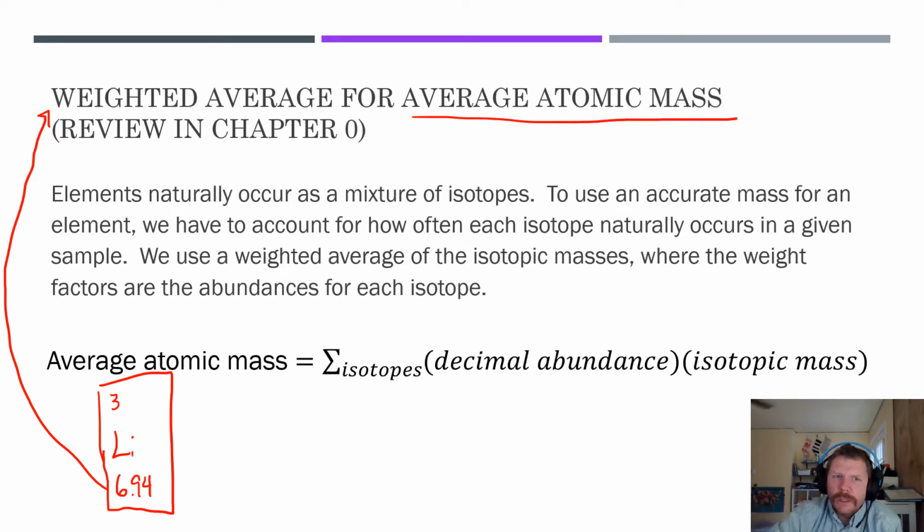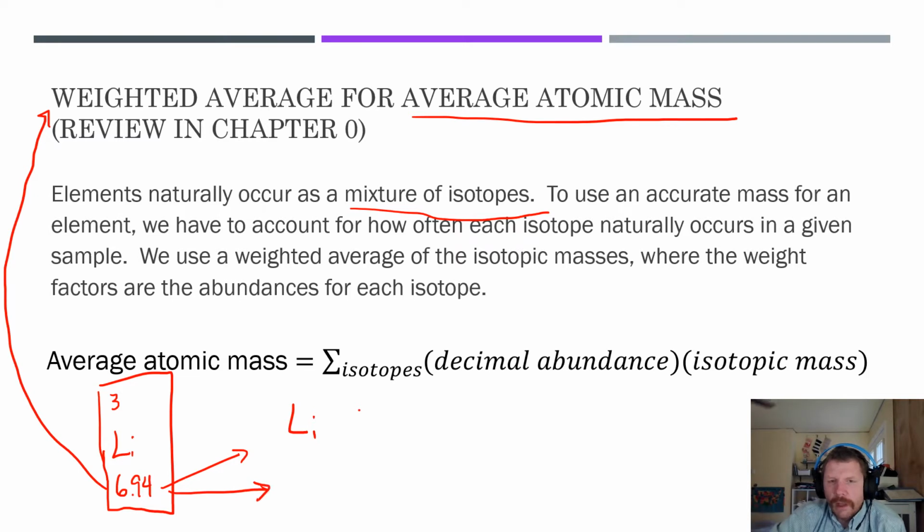That 6.94 reflects what is known as the weighted average, or average atomic mass. Elements naturally occur as a mixture of isotopes. To use an accurate mass for an element, we have to account for how often each isotope naturally occurs in a given sample. So this number is actually a reflection of Li with, I'm not going to say protons or electrons, I'm just going to focus on neutrons.